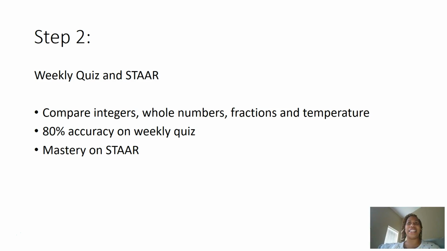Then step 2, I need to identify acceptable evidence. So I'm saying weekly quizzes and STAAR. So I have a checkpoint before the STAAR test, so if the kids didn't master on that checkpoint, I need to go back and reteach it before the STAAR. And I need to also let the children know what is expected of them. They are to compare integers, whole numbers, fractions, and temperature. And I want 80% accuracy on the weekly quiz and mastery on the STAAR exam. So now the students know what is expected of them, 80%.